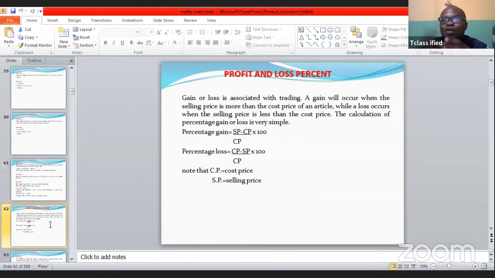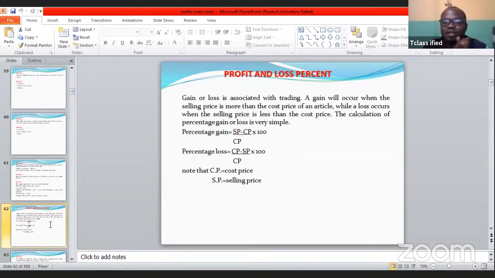A gain will occur when the selling price is more than the cost of an article. So when you buy something 14 naira and you sell 15 naira, you're always making gain. While a loss occurs when the selling price is less than the cost price. So if you buy something 14 naira and you go and sell 13 naira, then you are in loss. The calculation of percentage gain or loss is very simple.